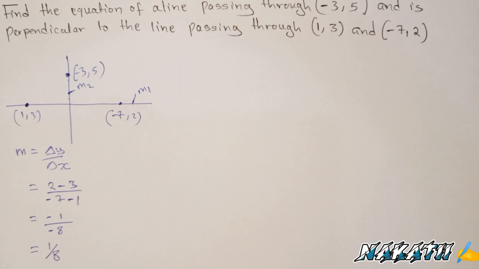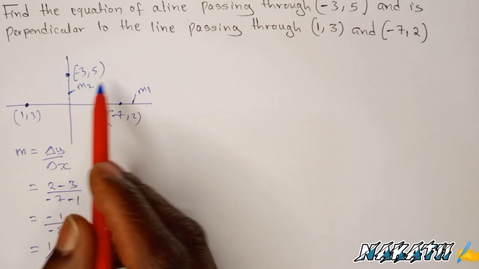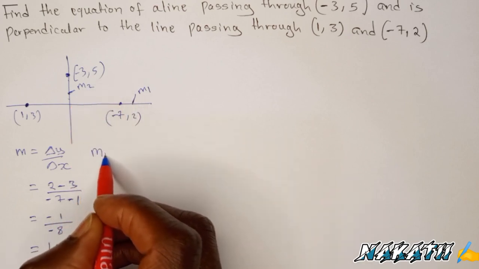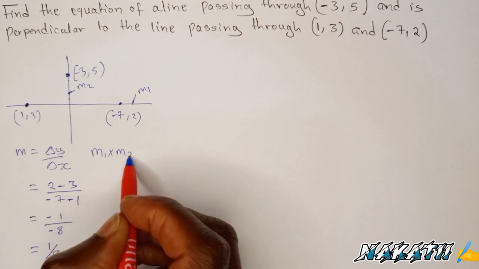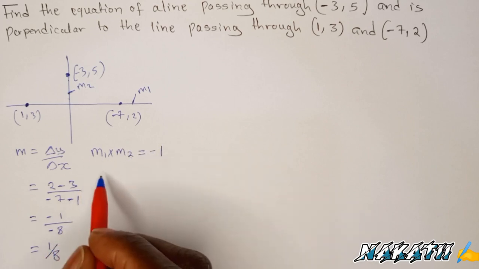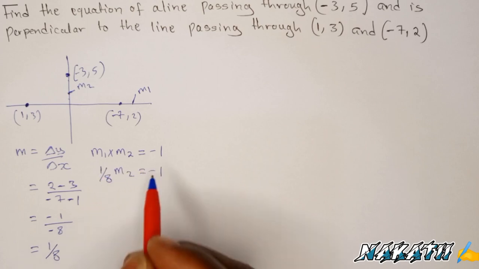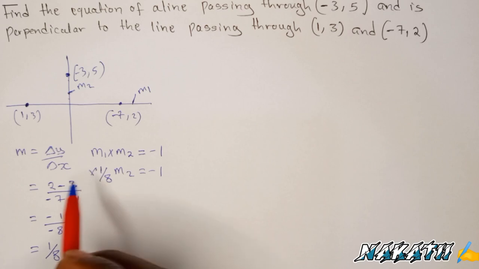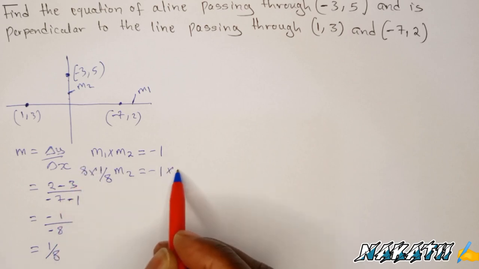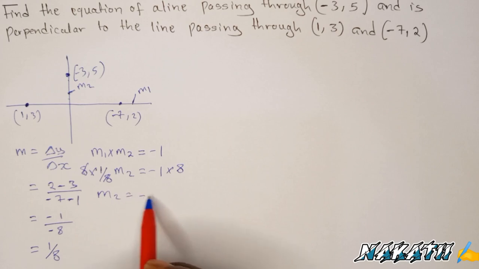That is M1. Then we know for us to get the gradient M2, if you take M1 multiplied by M2, we are supposed to get negative 1. So our M1 is 1 over 8 multiplied by M2 should give me negative 1. To get M2, I multiply both sides by 8. So our M2 will be negative 8. So we have our gradient.